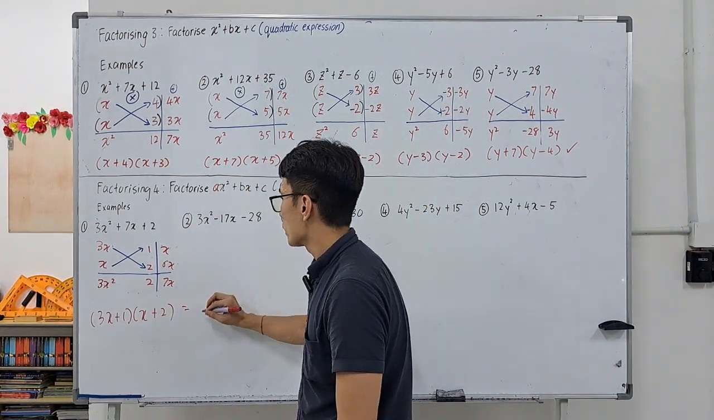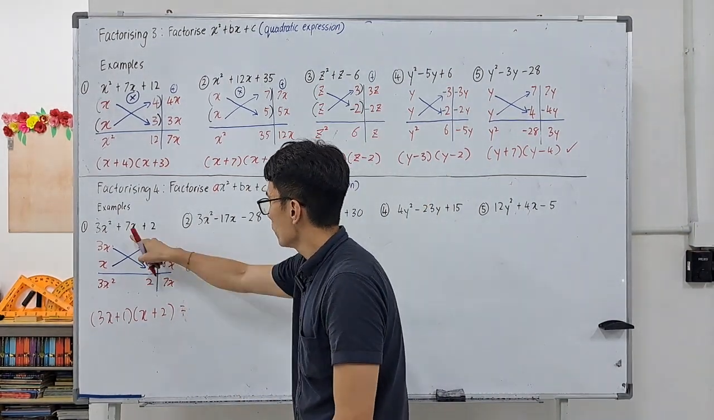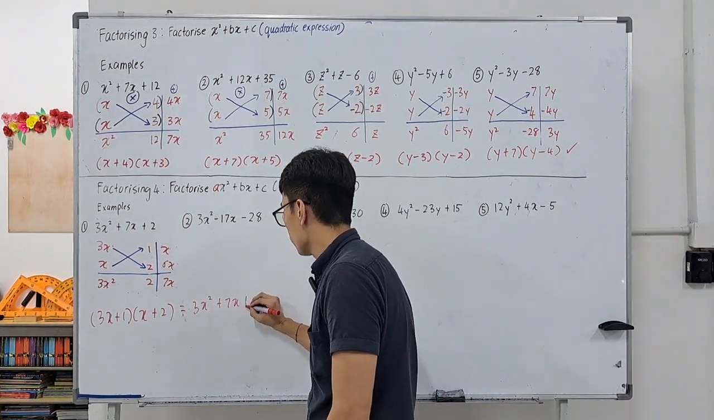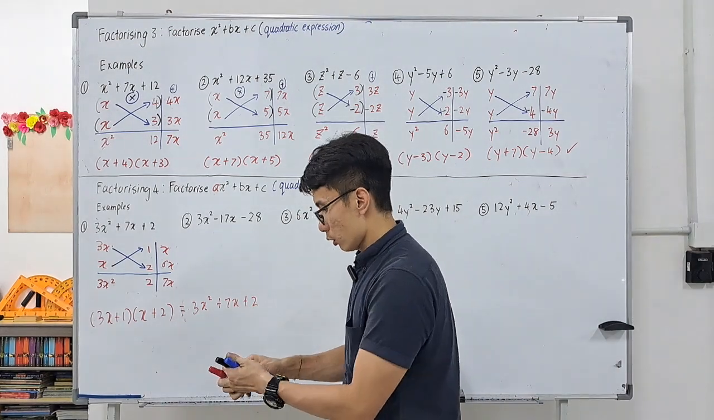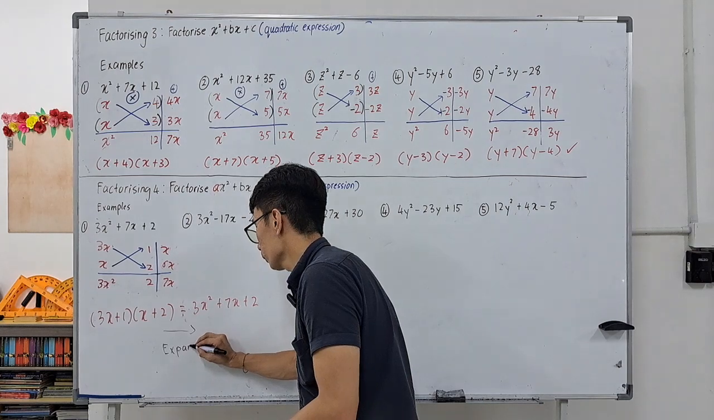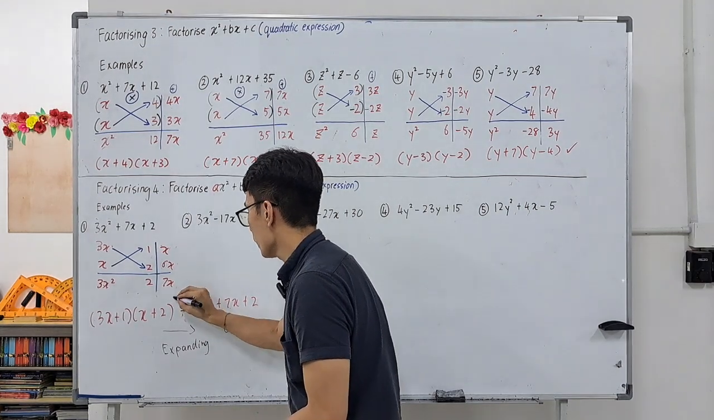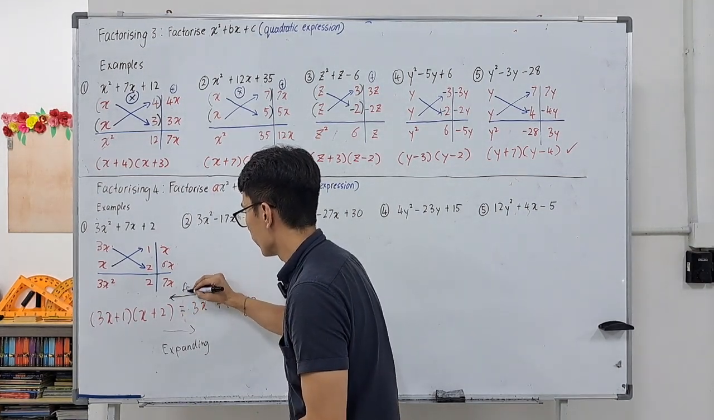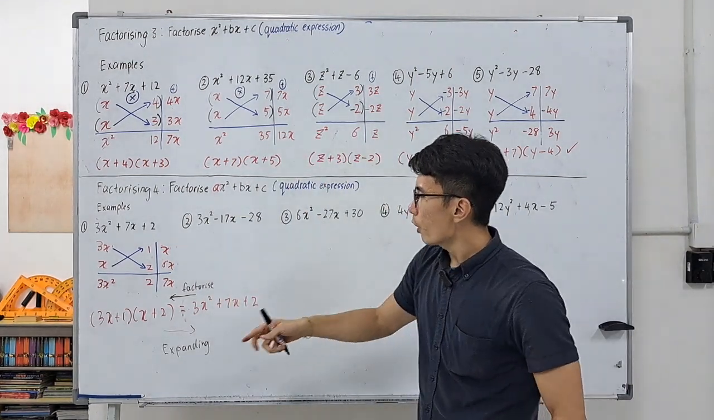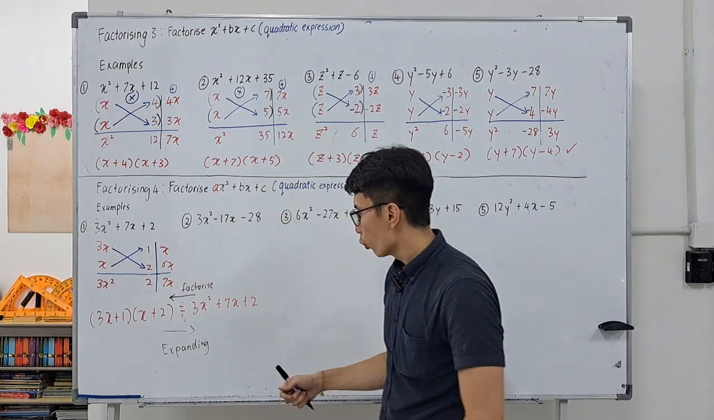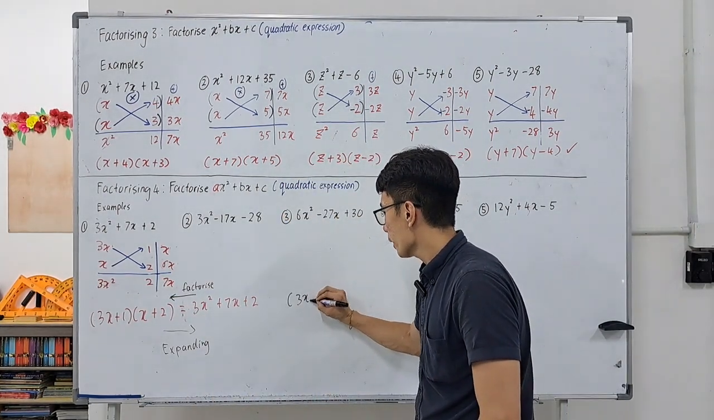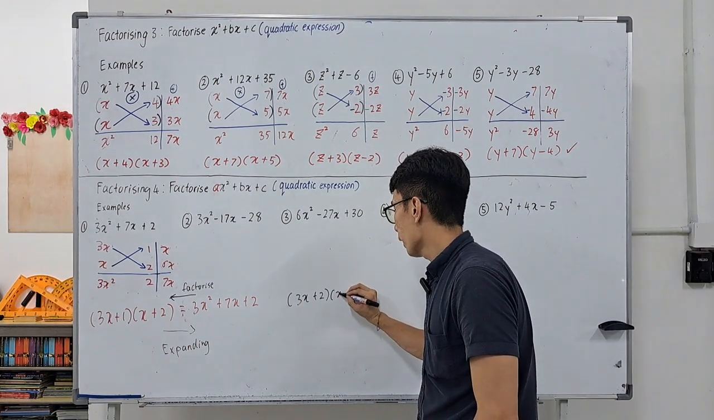So this guy, when I expand this, should be this one, right? It should be 3x squared plus 7x plus 2. Correct or not? So we know that here it's expanding, and this side it's factorized, right? Okay, so if you are writing your answer following the arrow, you should get this answer over here, 3x plus 2 and x plus 1.